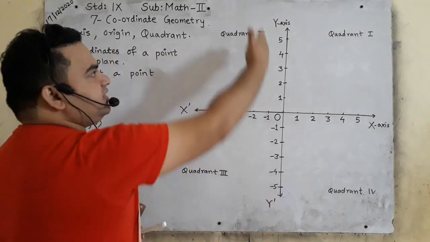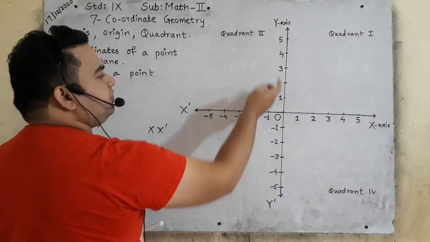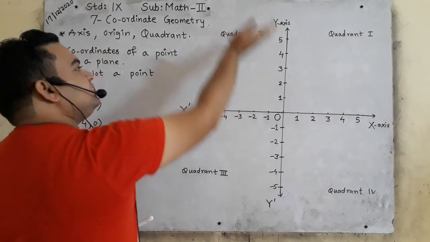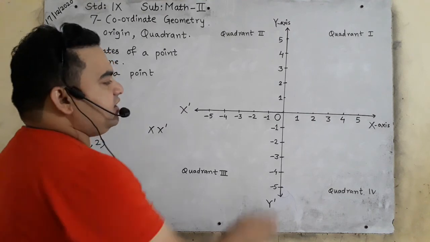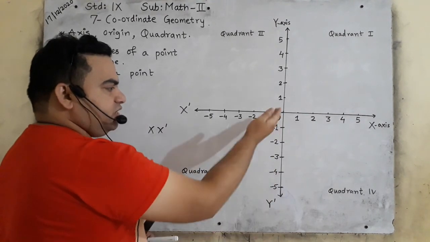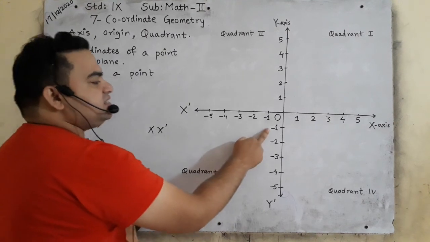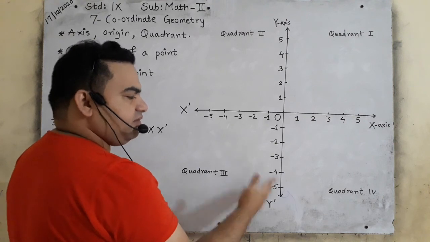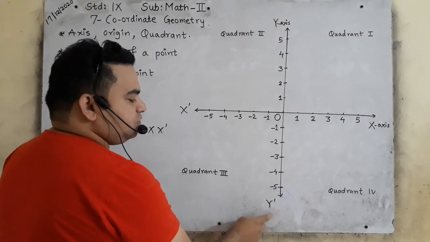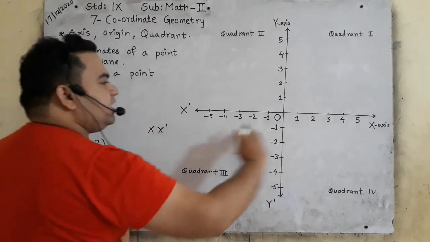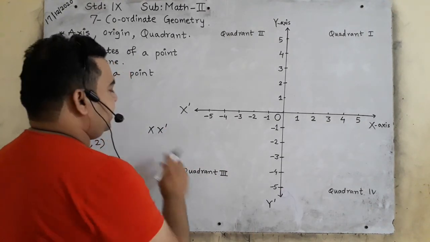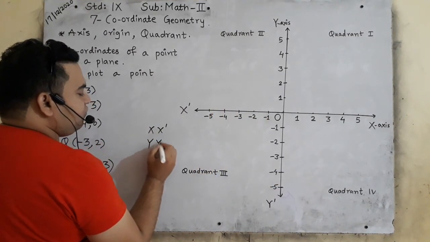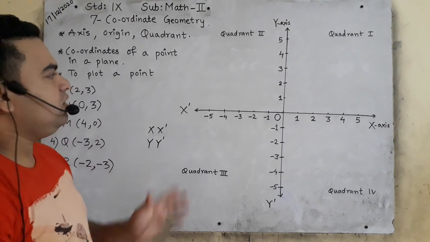See, the vertical line is called the y-axis. Above the origin, 1, 2, 3, 4, 5, it is in increasing order. And below the origin, we will see the numbers are in decreasing order, that is -1, -2, -3, -4, -5 like this. It is represented as y dash. So the horizontal line is known as the x-axis, x and x dash, and the vertical line is known as the y-axis, y and y dash. Is it clear? So this is the axis.